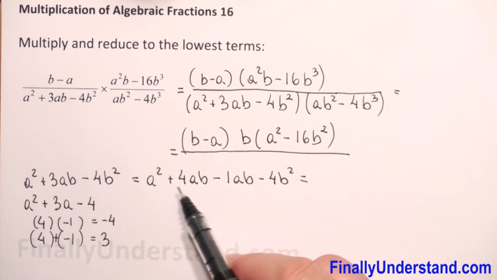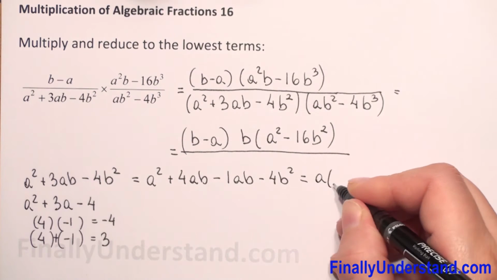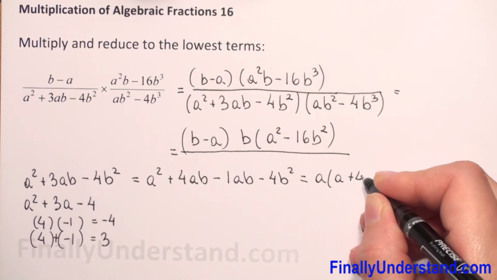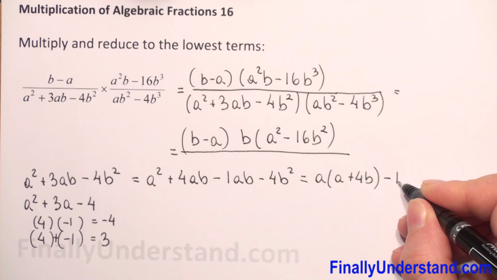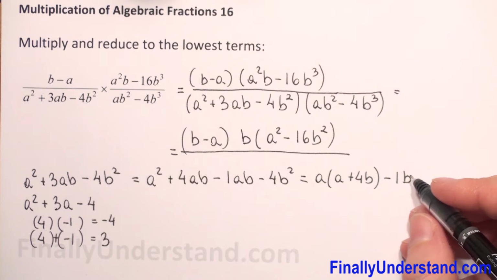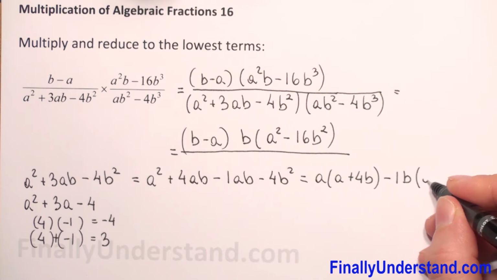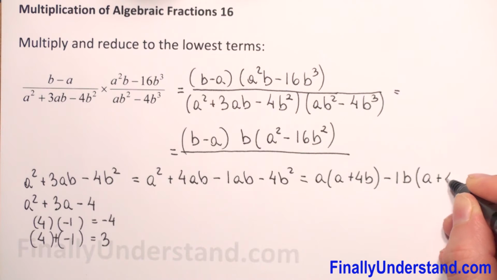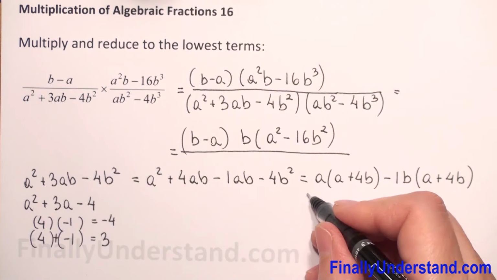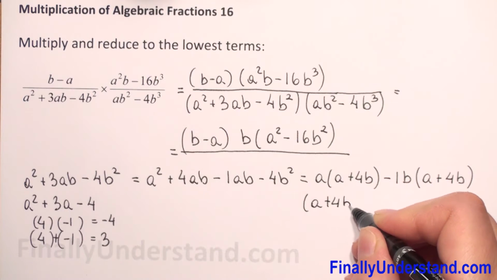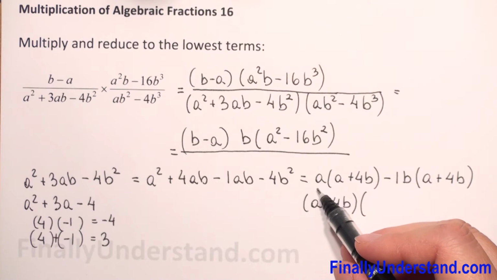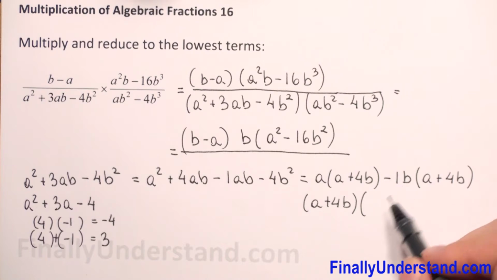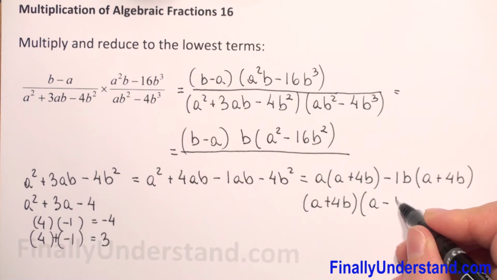So now we can factorize a from the first two terms, and we will have in parentheses a plus 4b, and from the last two terms we will factorize negative 1b, so in parentheses it will be a plus 4b. So a plus 4b is in both, so we can factorize a plus 4b, and in the second parenthesis we will have what is before the first and second parentheses, so it will be a minus 1b, so this is a minus b.